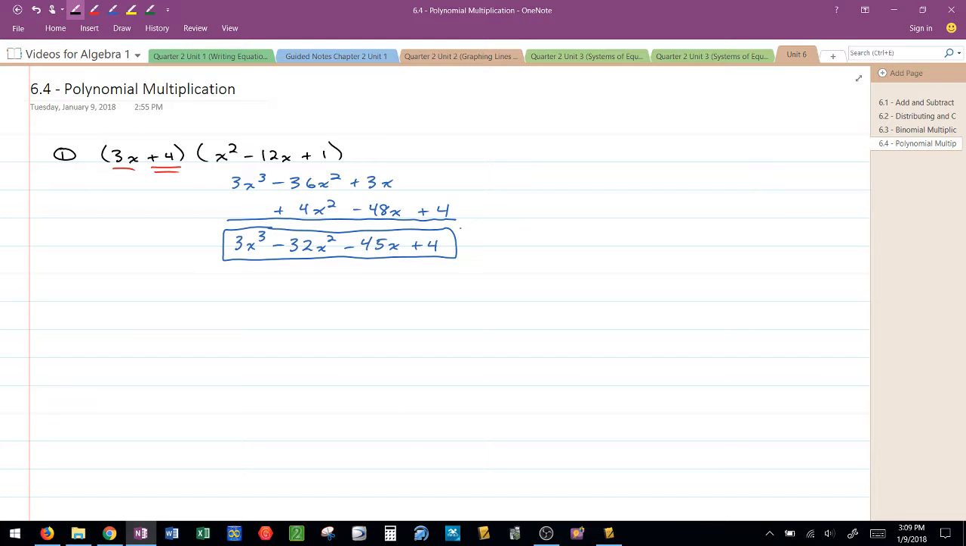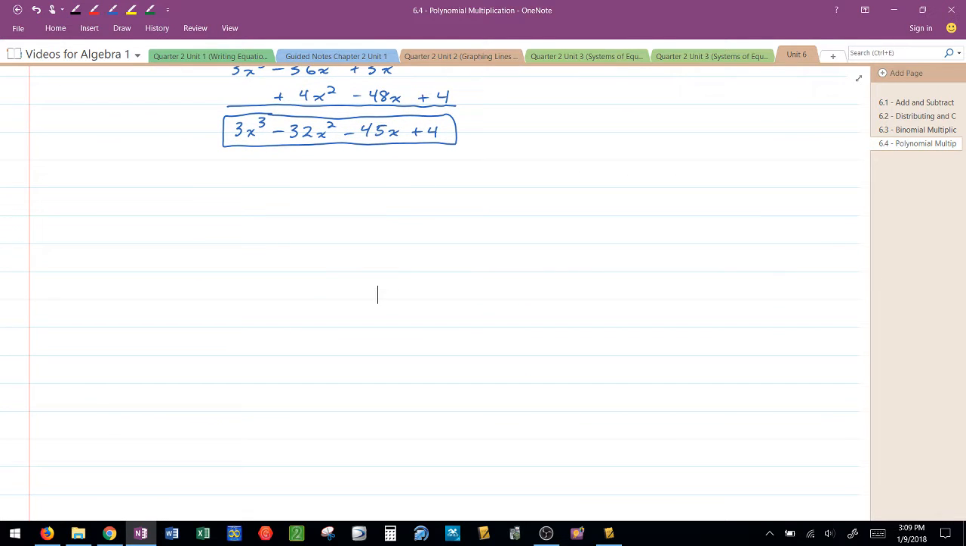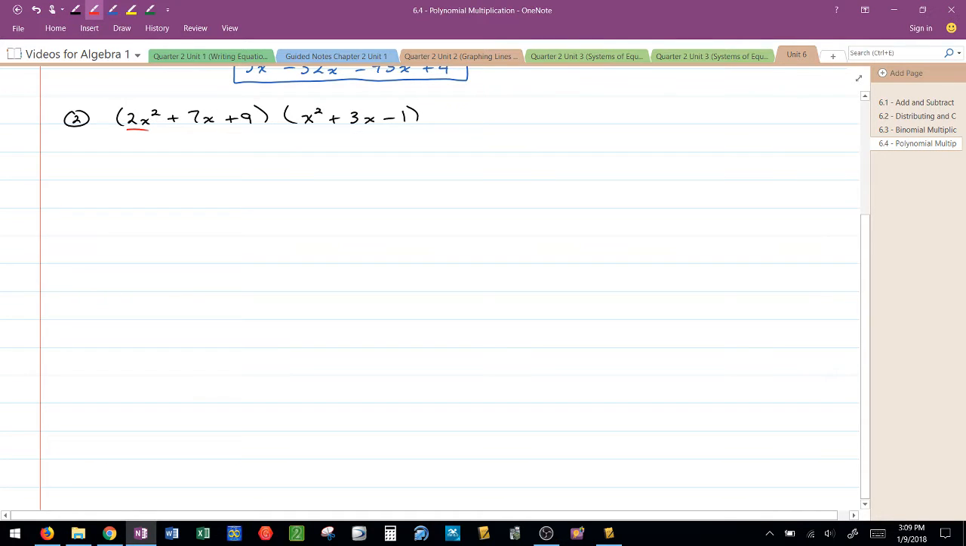All right? So for a second example, let's do a trinomial times a trinomial. All right? So if I have 2x squared plus 7x plus 9, and I want to multiply that with the trinomial x squared plus 3x minus 1, I know that there are 3 items now that I'm going to have to distribute into the second parenthesis. Now there's 3 terms to distribute 3 times. In other words, I'm going to have to perform 9 different multiplications here. All right, so let's get started.